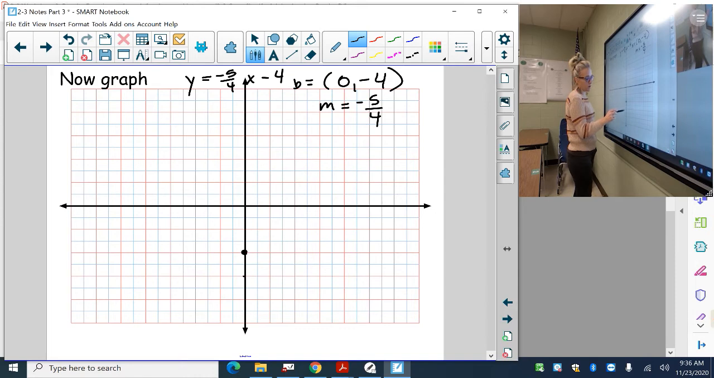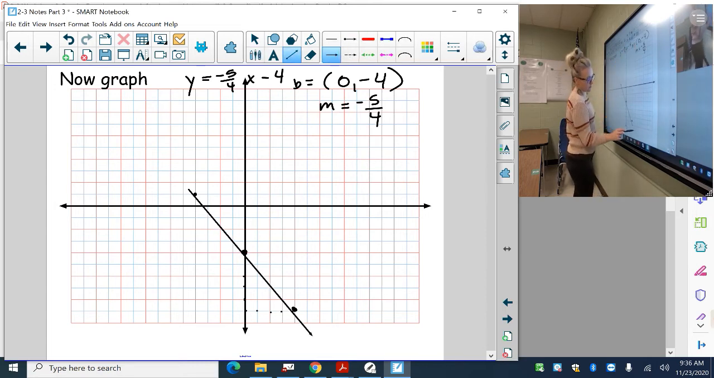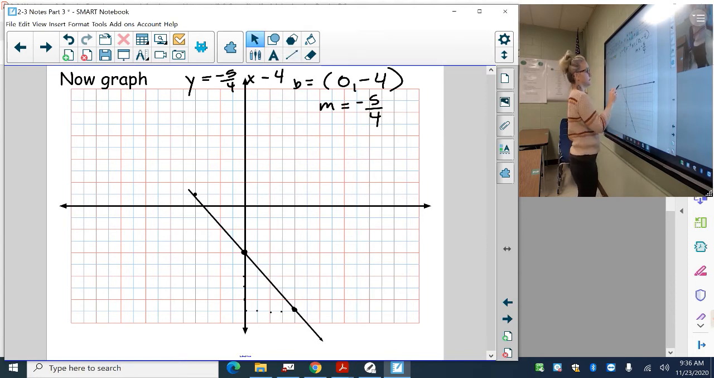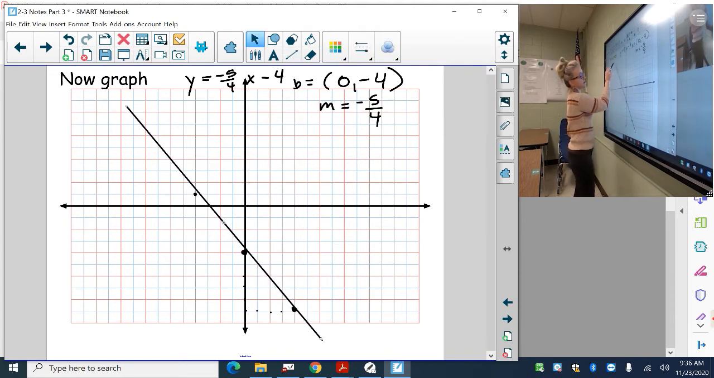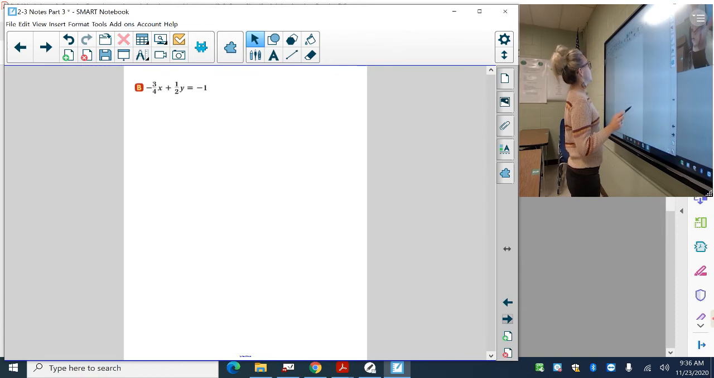So we're going 1, 2, 3, 4, 5 down, and 1, 2, 3, 4 over. Or uphill to the left: 1, 2, 3, 4, 5, and 1, 2, 3, 4. And now make your line. Go through the points. Use your straight edge. Make sure you stretch it all the way across the graph, and there we go. Let's try another one like that.